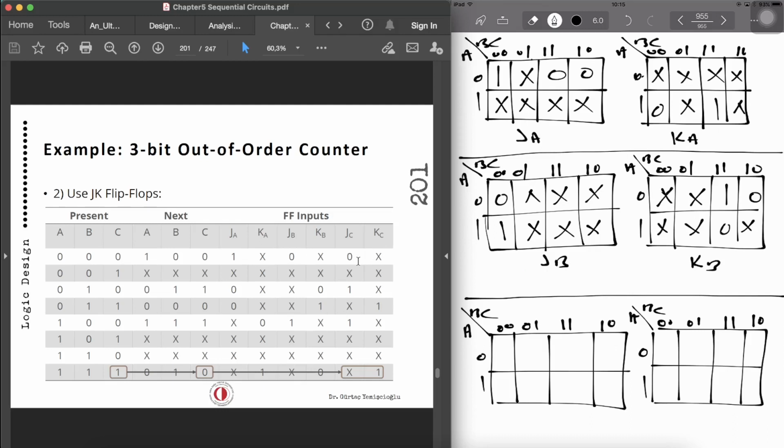Then JC is 0, x, 1, x, and 1, x, x, x. Then KC, three x's and 1. And then three x's and 1.